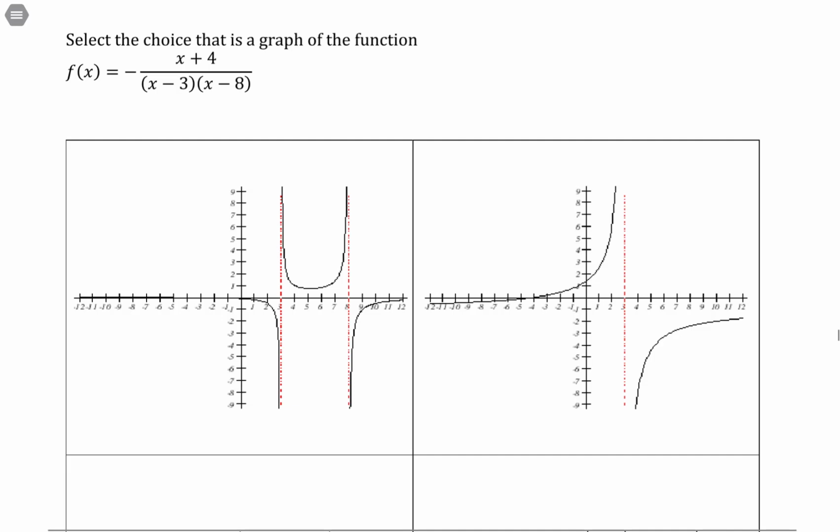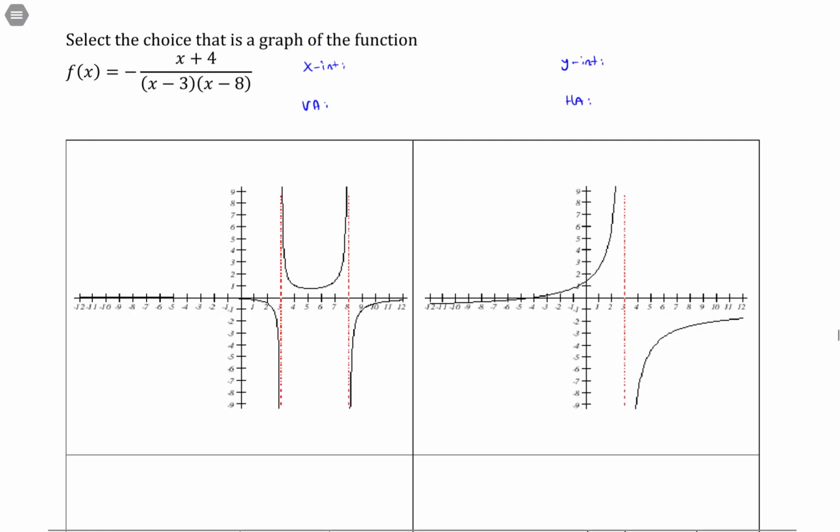Select the choice that is a graph of the function negative x plus 4 over x minus 3 times x minus 8. So there are different aspects that are really important for a graph of a rational function, and those are the location of any x-intercepts, any y-intercepts, any vertical asymptotes, or any horizontal asymptotes.